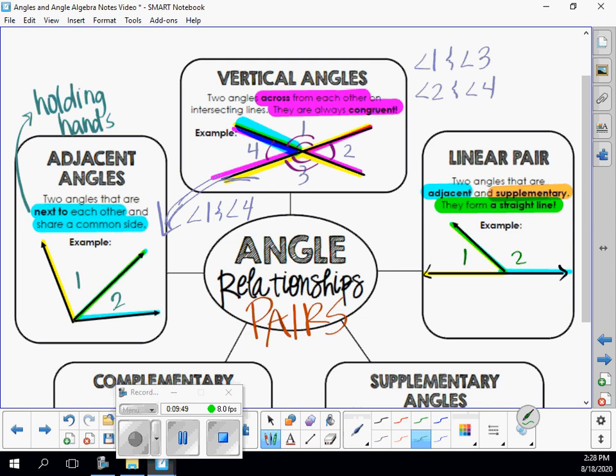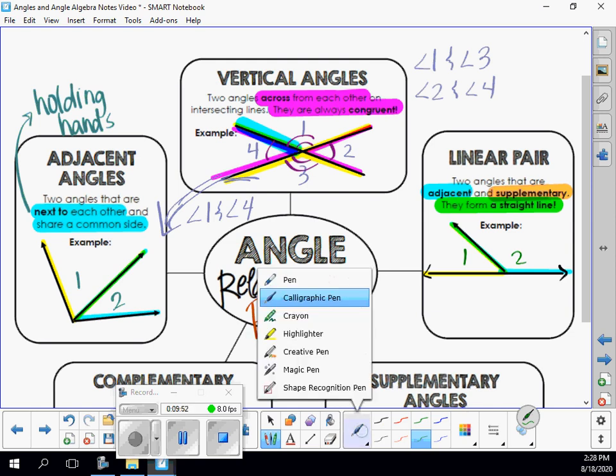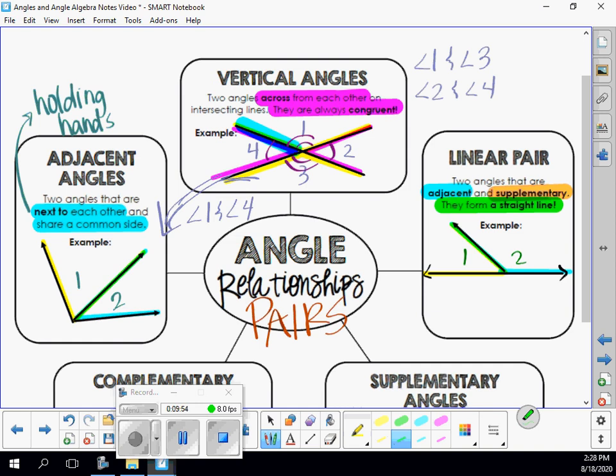But we also, if we look at the whole picture and we trace the whole thing all at once, you'll notice if I trace it without picking up my pencil, so up, and then back down and over, I have completed a line. So the linear pair must be adjacent, touching, holding hands, and it must form a line.